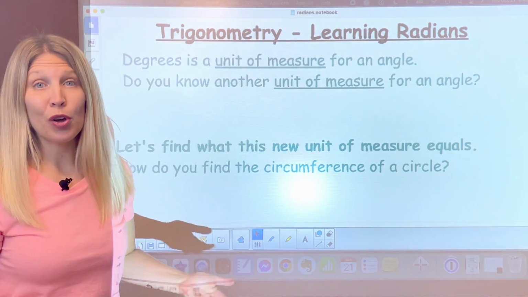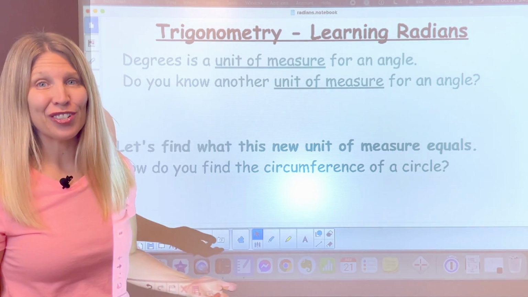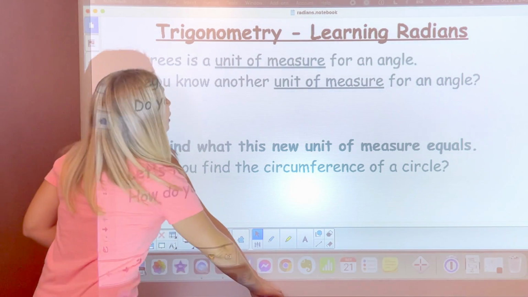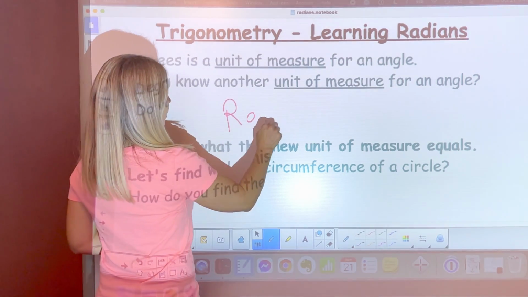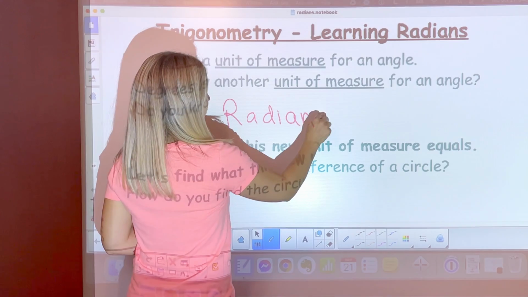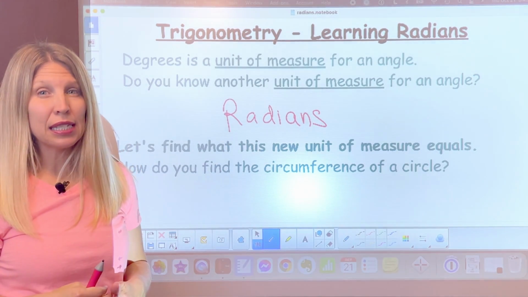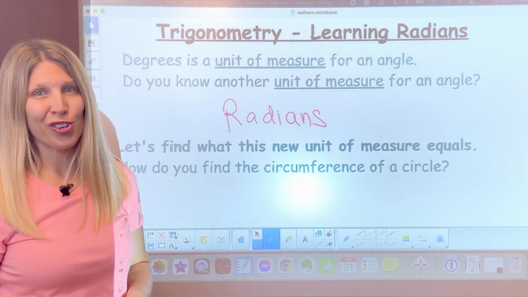So if you don't know the first answer to the question, I just answered it for you. The unit of measure that we're going to talk about today is called radians. And we're going to learn about radians in terms of degrees to help make it easier for you to understand.